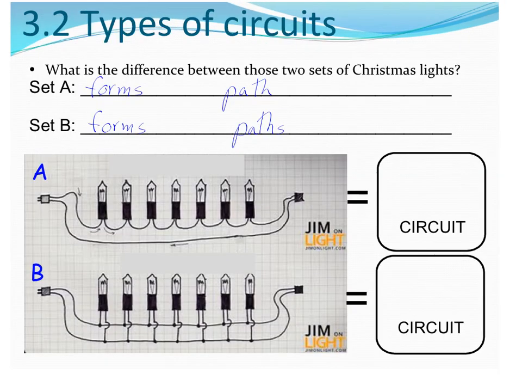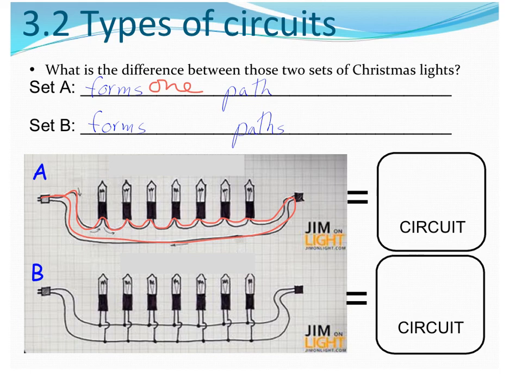Now there are two main types of circuits. And here I have two sets of Christmas lights to represent those two kinds of circuits. In set A, if you follow the current, you see that there is only one path that can be followed to go back to the power source. So I can say set A can only form one path or one road.